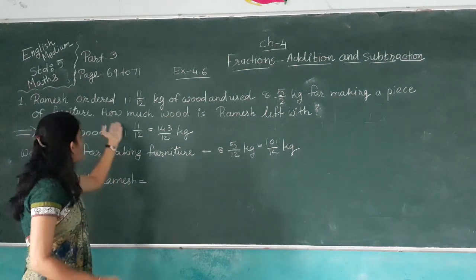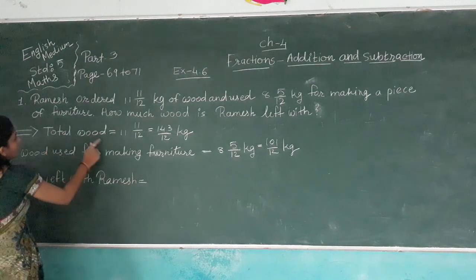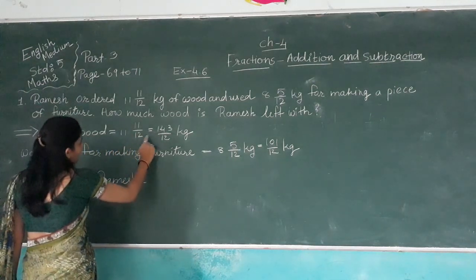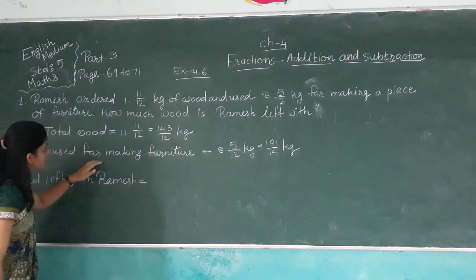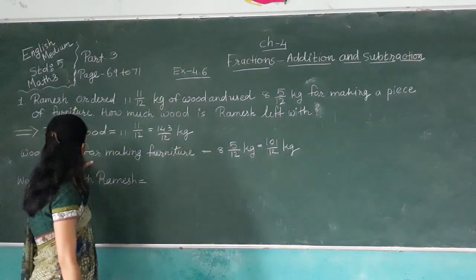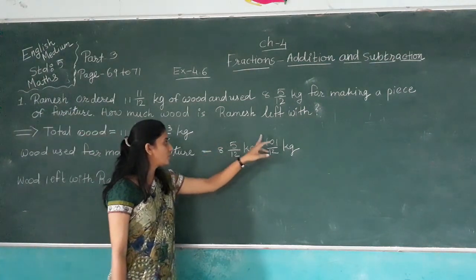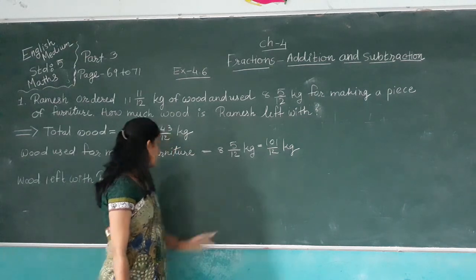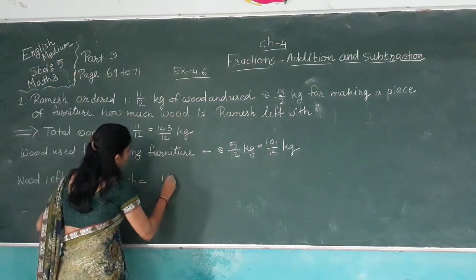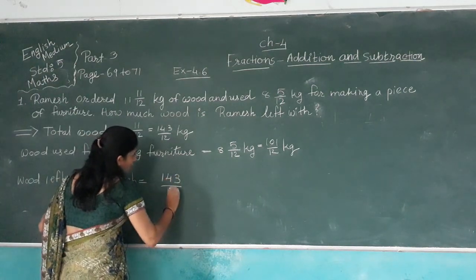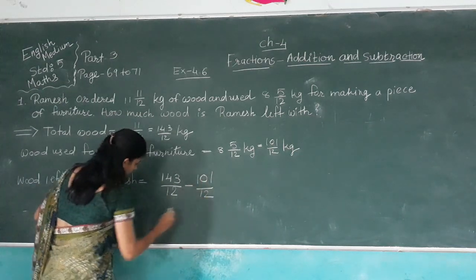So how much wood is left with her? Here we do subtraction. Total wood is 11 out of 12 is equal to 143 out of 12 kg. Wood used for making furniture, 5 out of 12 kg is equal to 101 out of 12 kg. Then wood left with Ramesh is equal to 143 out of 12 minus 101 out of 12.